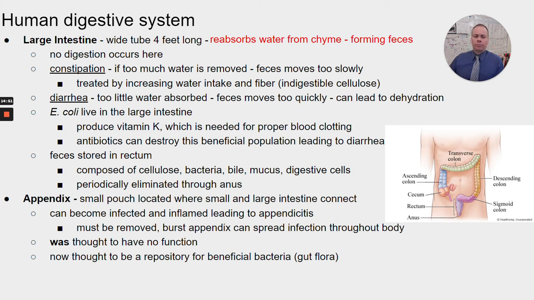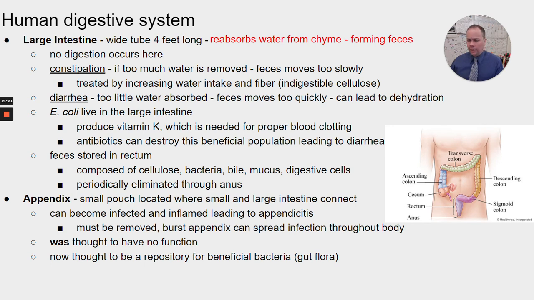By the time material through the digestive system reaches the descending colon, the water's been reabsorbed, and all that's left really is material that's undigestible, some bacteria and mucus, some cells from the digestive system, and that's what we call feces. Feces is the undigested material from what we ate. And then that feces needs to be eliminated from the colon periodically through the anus.